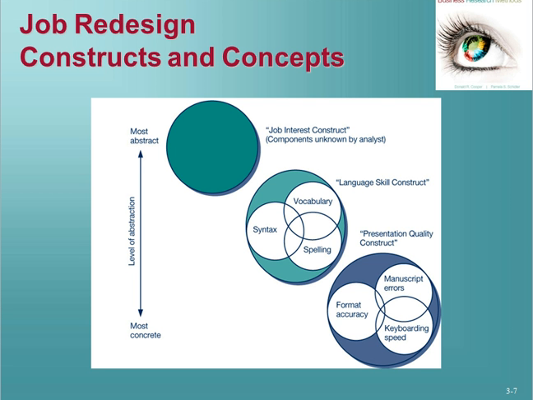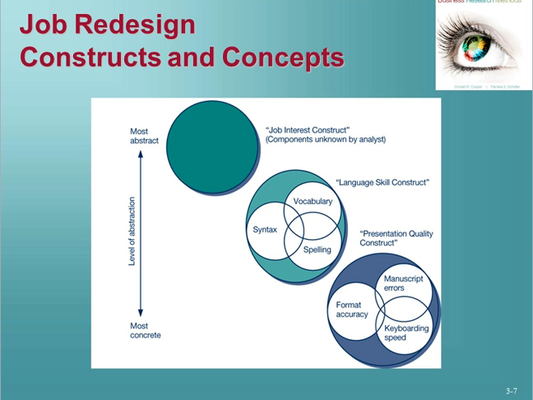This illustrates some of the concepts and constructs relevant to job redesign. The concepts at the bottom of the exhibit, format accuracy, manuscript errors, and keyboarding speed, are the most concrete and easily measured. Keyboarding speed is just one concept in a group that defines a construct that the human resource analyst calls presentation quality. It is not directly observable like keyboarding speed is. It's a term used to communicate a label or combination of meanings represented by three concepts.